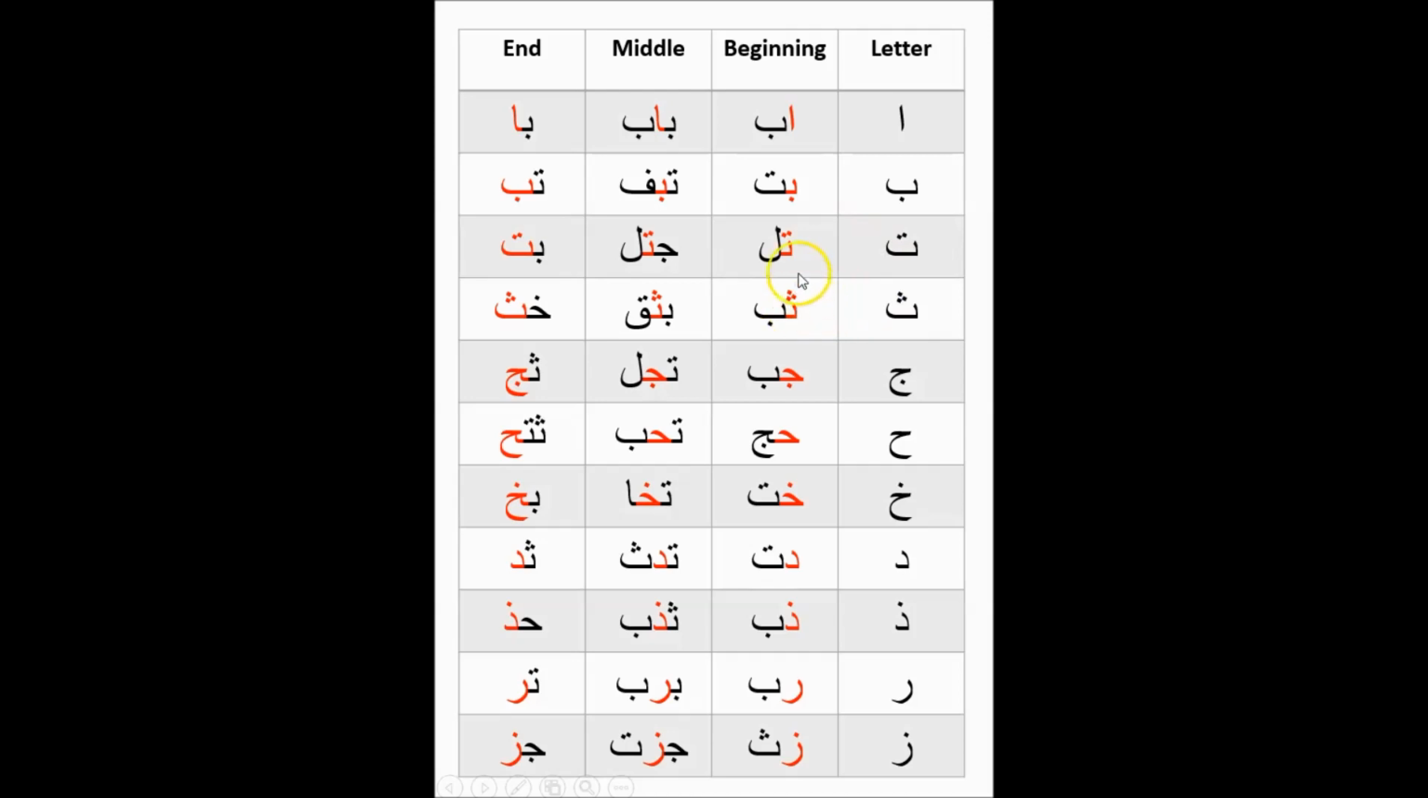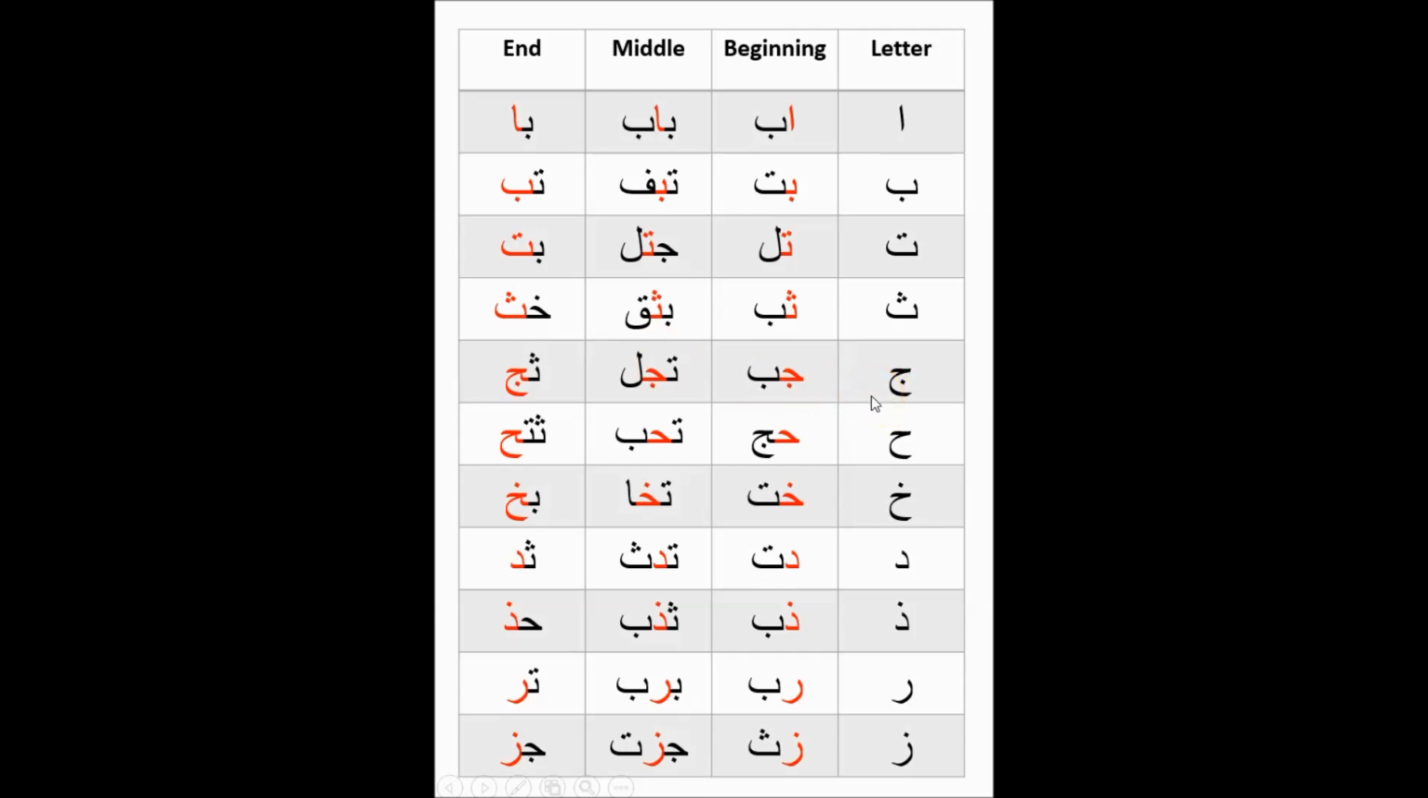And the same with tha. Of course, the ta has two dots on top, in its original form as well. The way we differentiate between ba, ta, and tha is that tha has three dots on top. So again, it loses half of its length in the beginning of a word, the same as when it is in the middle of the word, and it uses its full form, its original form, at the end of the word.